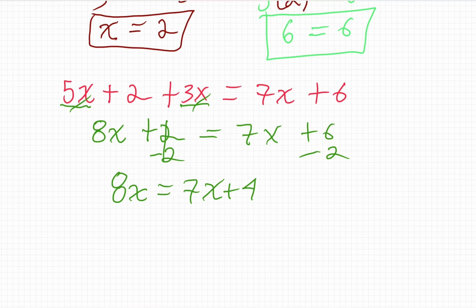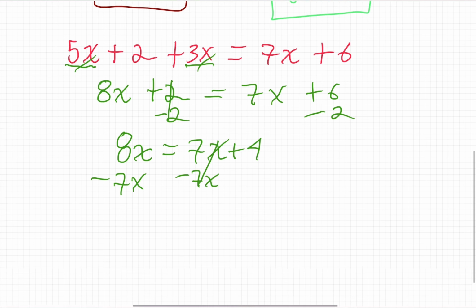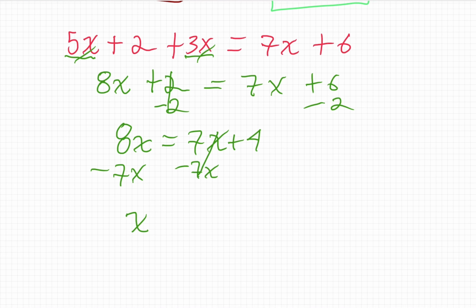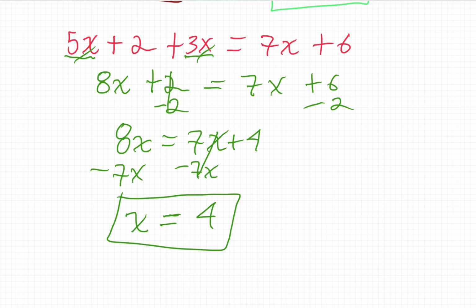And now we just move this 7x to the other side, so minus 7x. So that cancels out, and we are left with 8x minus 7x, which is just 1x, which is what we wanted. And we bring down the 4. So x equals 4.